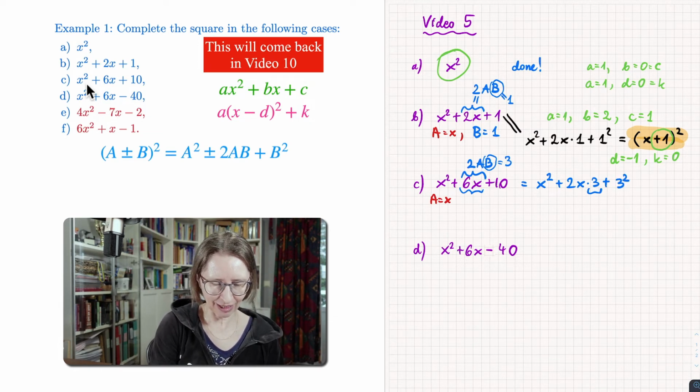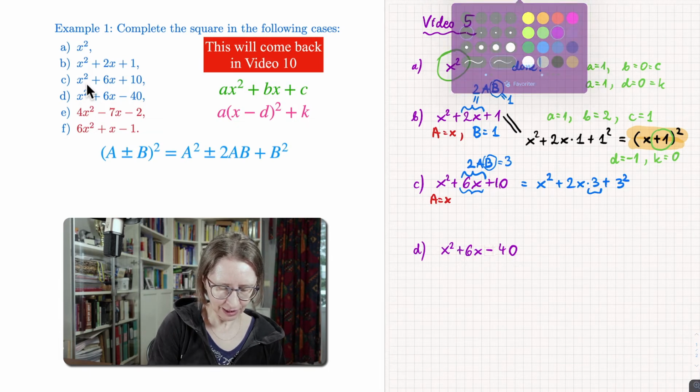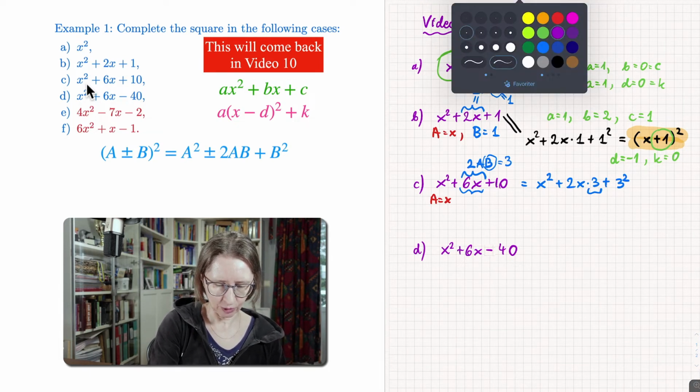And you see here in my formula, maybe another color, which one? This one.